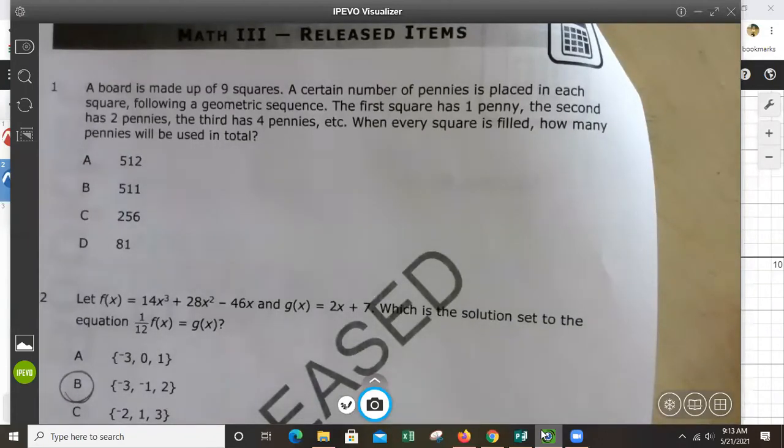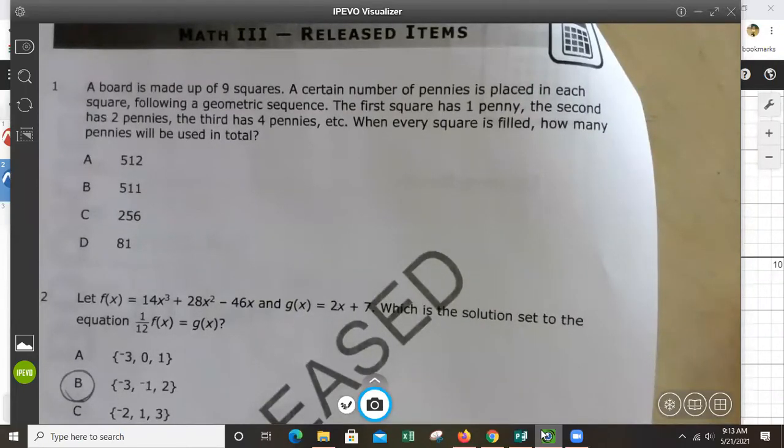All right. So the math 2 is the term that they use in here. A board is made up of 9 squares. A certain number of pennies is placed in each square following a geometric sequence. You have 2 different types of sequence, arithmetic or arithmetic. I say either one. I don't know which one you've heard. That means you just add every time. Geometric means you're multiplying. So know the difference between those 2.